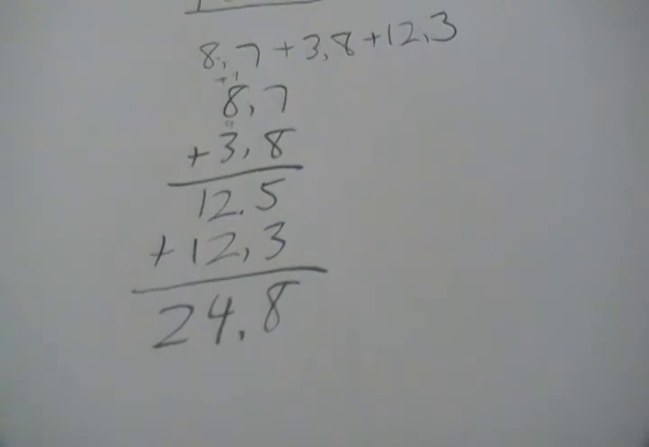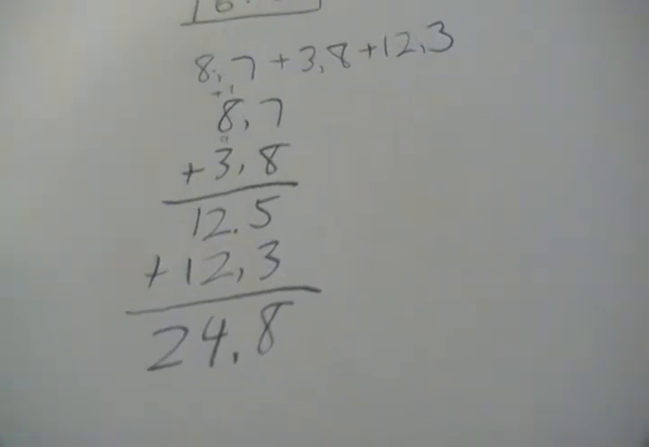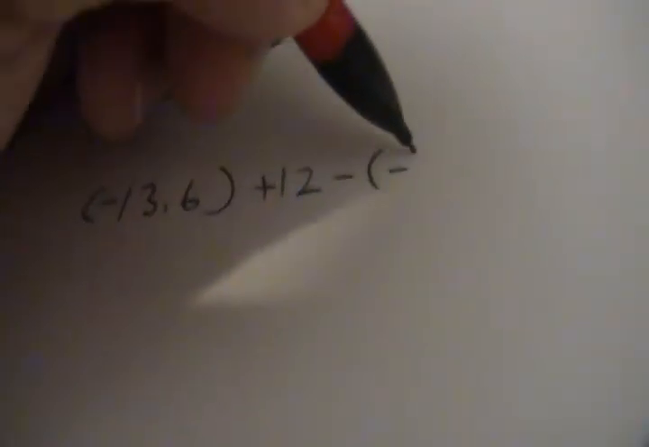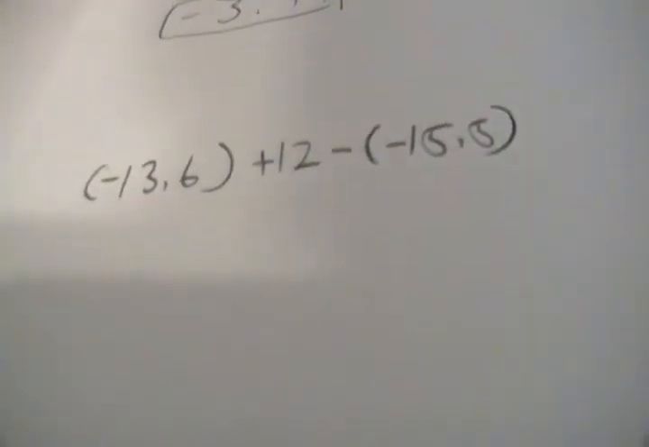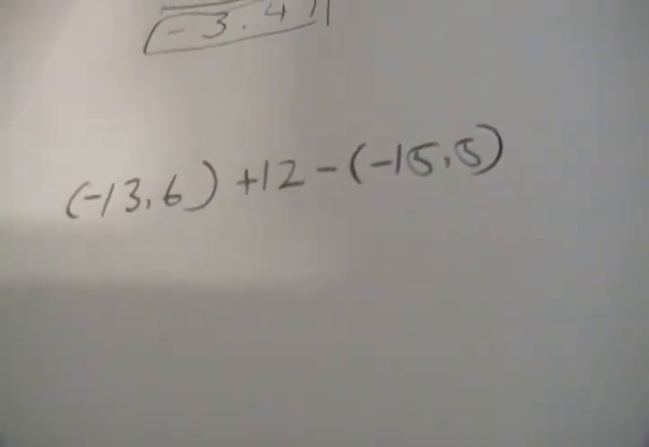Alright, let's try one more problem. So this one's going to be a little more challenging because it's going to involve a lot of negative numbers and stuff. So we're going to have negative 13.6 plus 12 minus negative 15.5. Okay, pause the video and then we'll go from there.